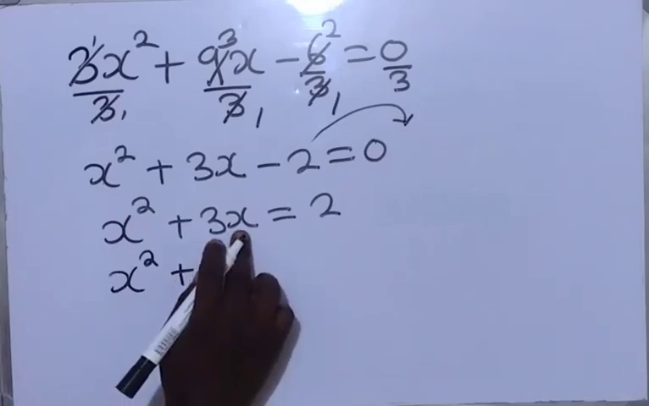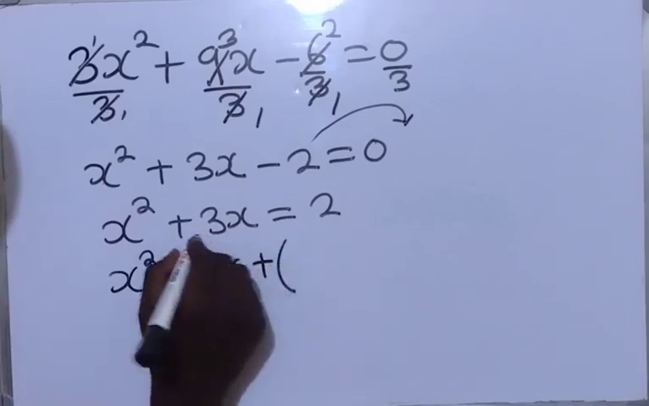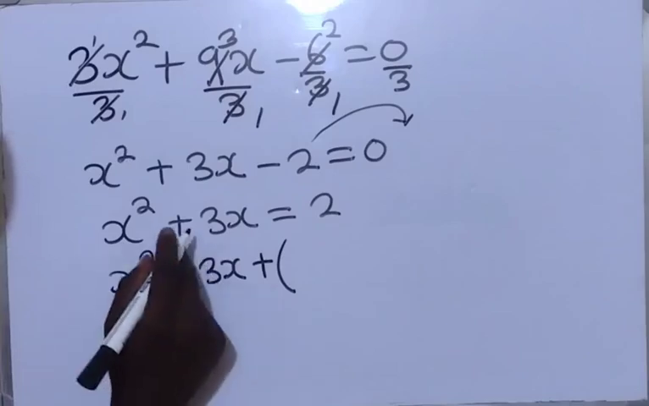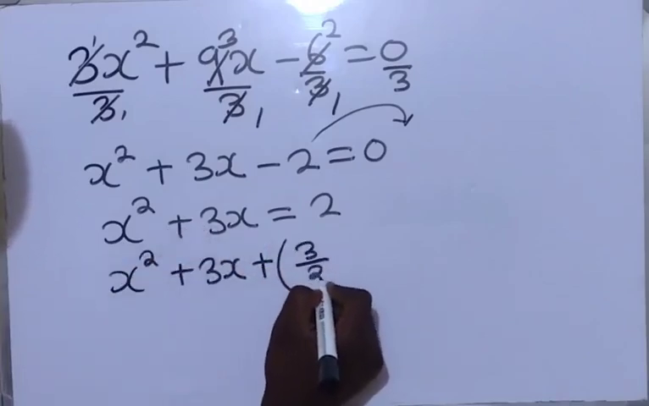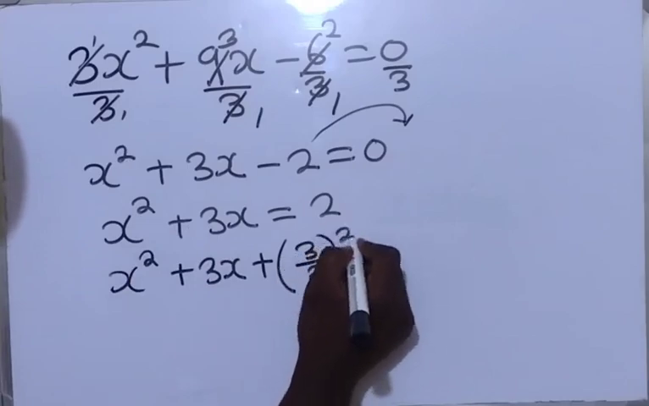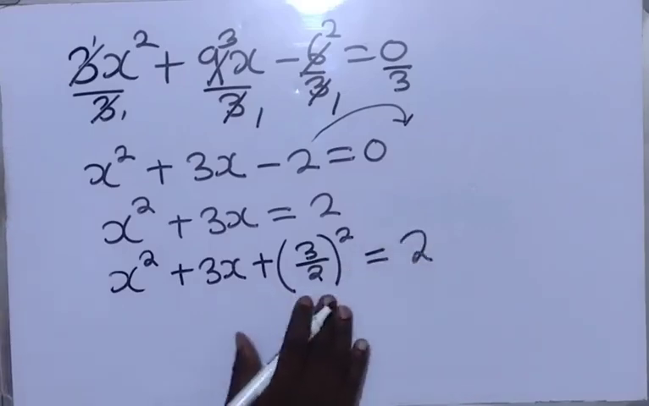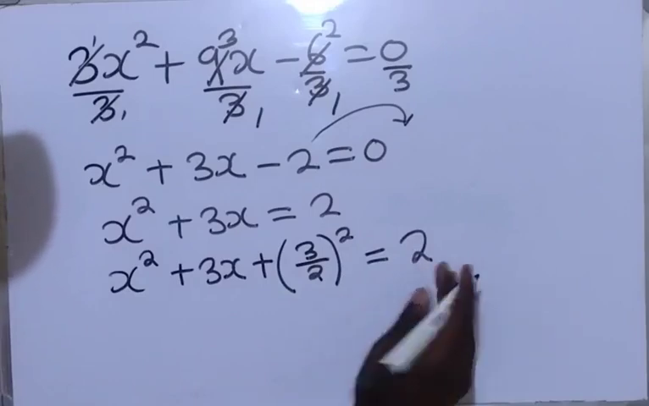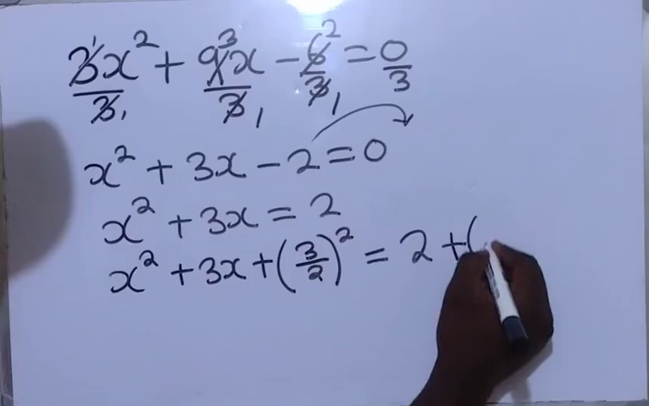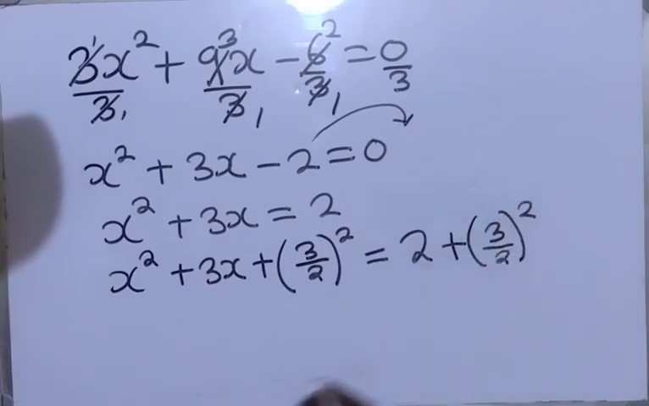The coefficient of this x is a 3. So you say plus, it's a positive 3. You have to take note of the sign. Then we are going to divide it by 2. Then we square it, is equal to 2. Whatever you add to the left-hand side should also be added to the right-hand side. So even here, we're going to add 3 over 2 squared.